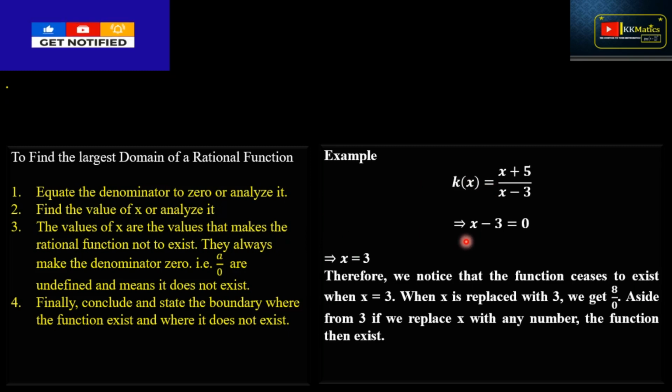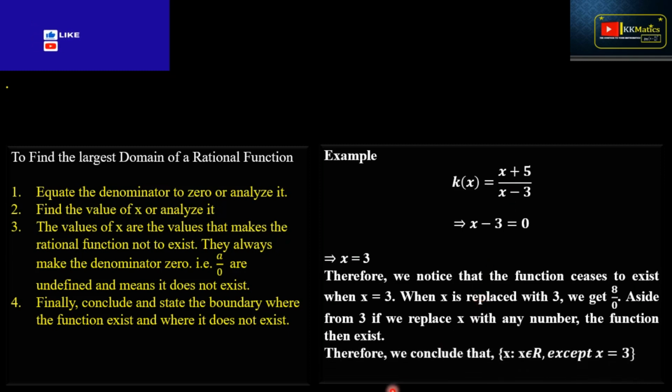If you consider a Cartesian plane, for instance, that means that in all the numbers of the Cartesian plane the function will exist, except where x equals 3, because at x equals 3 the function ceases to exist. Therefore, we conclude that x is an element of R, the set of real numbers, except when x equals 3. So this becomes our domain of this function.